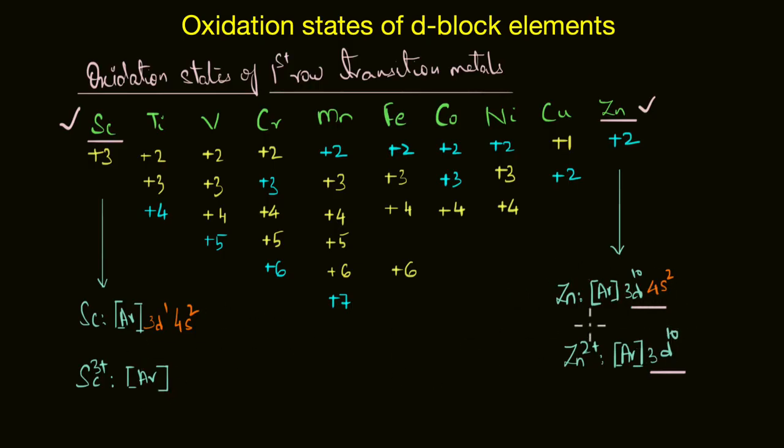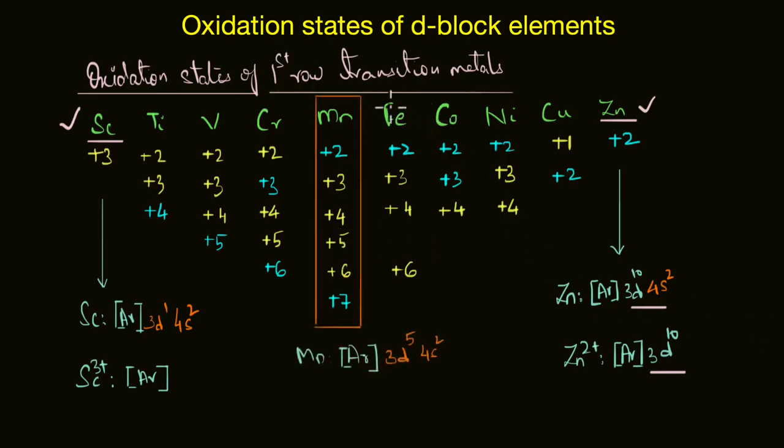But if you compare these elements with those that lie towards the center or the middle of the series, you can see that the ones in the middle exhibit the maximum number of oxidation states. Look at manganese, for instance. Manganese shows oxidation states corresponding to the loss of electrons present in both 4s and 3d orbitals. That is, it ranges all the way from +2 to +7: +2 when it loses the two 4s electrons, and +7 when it loses all of the 3d as well as 4s electrons.